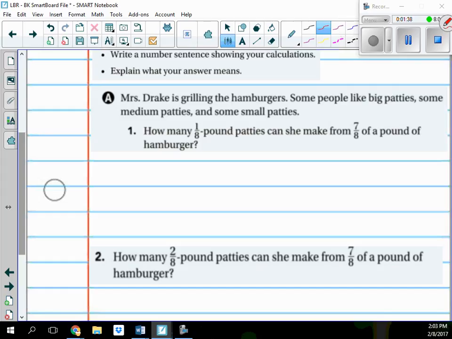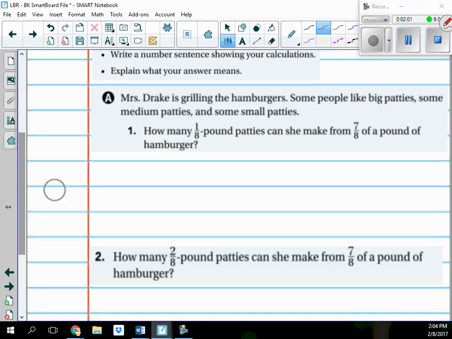So Mrs. Drake is grilling the hamburgers. Some people like big patties, some people like medium patties, and some people like small patties. I'm one of those people who likes small patties. Who likes big hamburgers? Oh, yeah. All right. Who likes medium hamburgers? Who likes small hamburgers? Sometimes they're called sliders. Those are my favorite. Awesome.